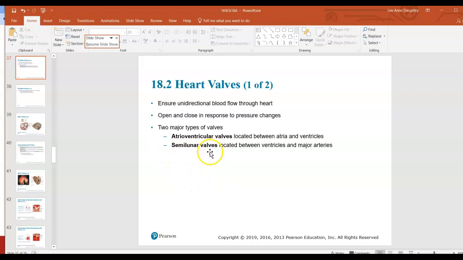When the semilunar valves close, the sound is not as loud, but that is when the blood has left the ventricles and has entered the major arteries, either the aorta or the pulmonary trunk. So the lub comes from the AV valves closing, and the dup comes from the semilunar valves closing.